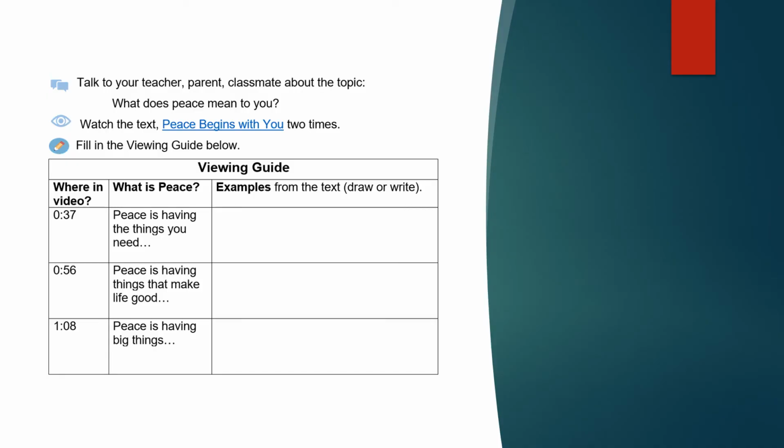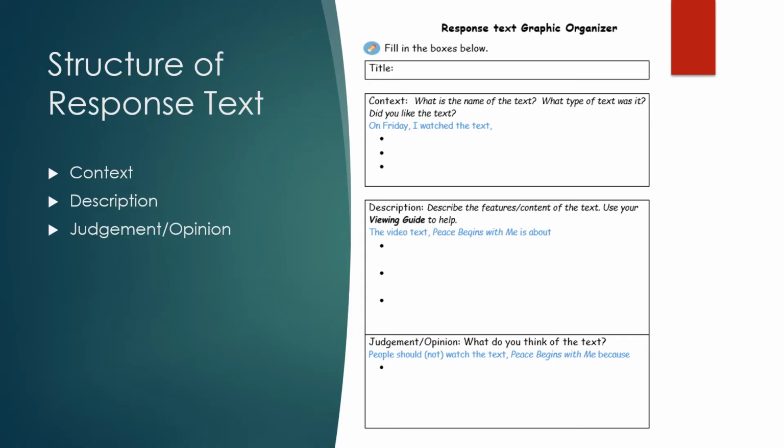Now that students have a basic understanding of response text, we can move on to actually looking at a text to respond to. We had students look at the text, "Peace Begins with You," and they filled in the viewing guide below. As a class, we have deconstructed a response text, and we have watched a text called "Peace Begins with Me," as well as filled in a viewing guide for it. Now your class might be ready to move on to the we do portion of the lesson.